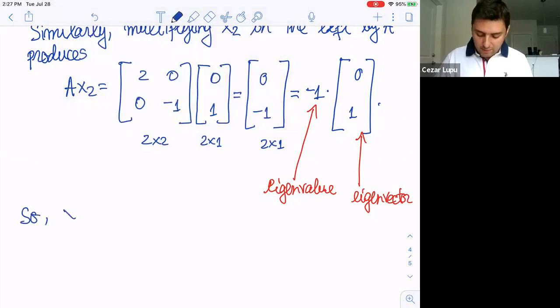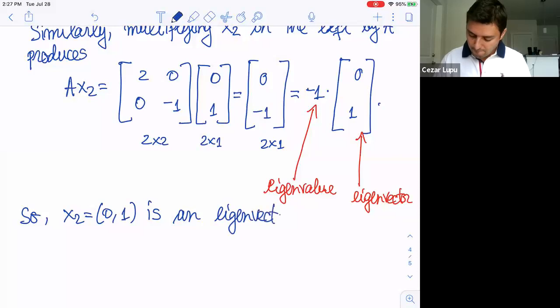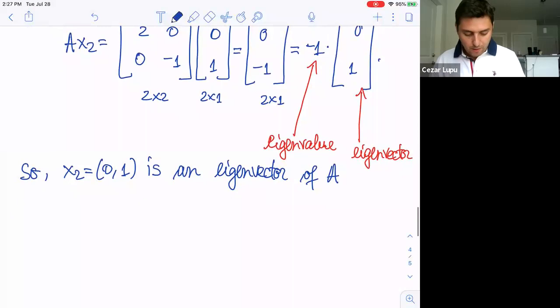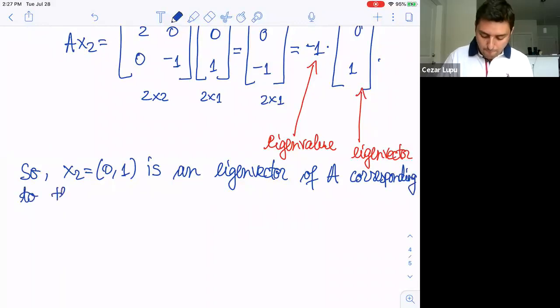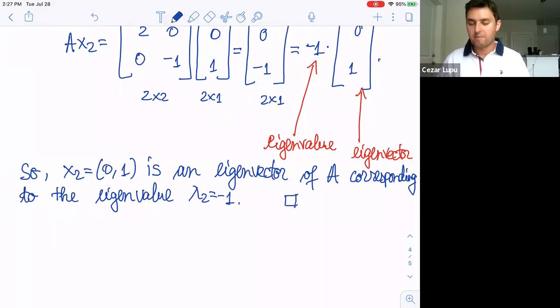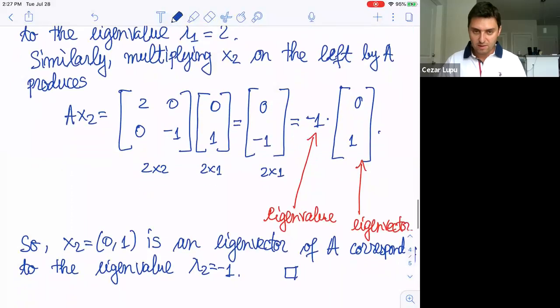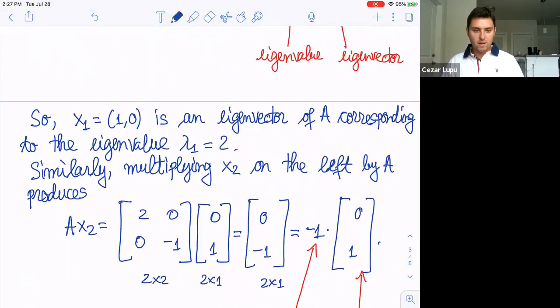So x2, 0, 1 is an eigenvector of A corresponding to the eigenvalue, and let's say lambda 2 equals negative 1, and that's it. So this is how we deal with verifying that something is an eigenvalue or an eigenvector. As you can see, it's pretty straightforward. There's just a multiplication of the matrix by the vector. Like I said, more difficult it will be when we will try to find the eigenvalues and the eigenvectors without even knowing anything about them. But anyway, we'll get there.